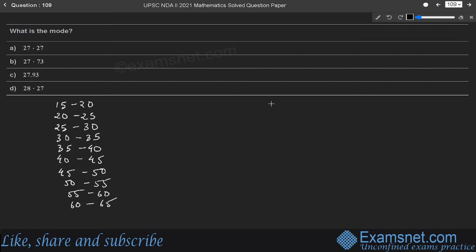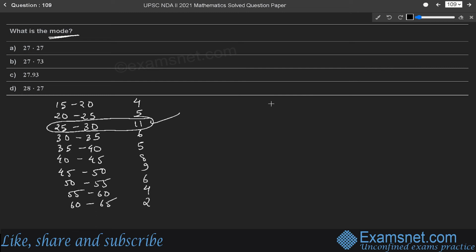And the frequencies are 4, 5, 11, 6, 5, 8, 9, 6, 4 and 2. We have to find the mode. Mode means the highest frequency class, and the highest frequency is 11. So this is the highest frequency class.